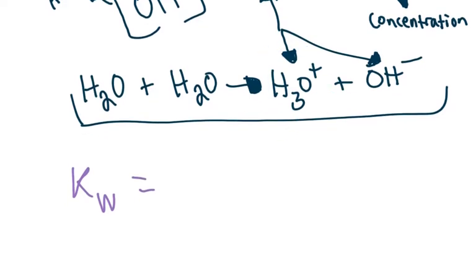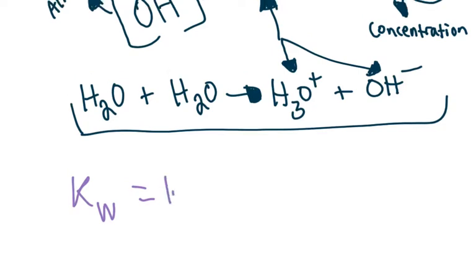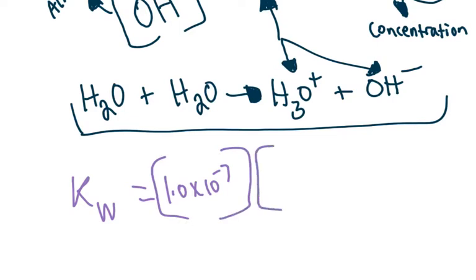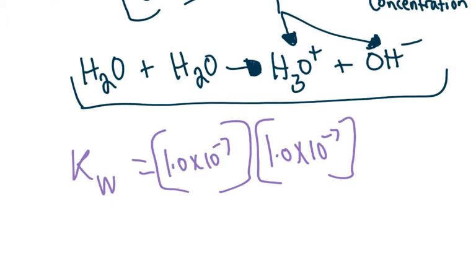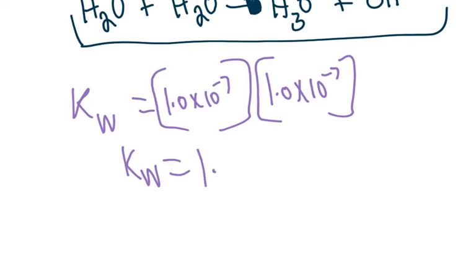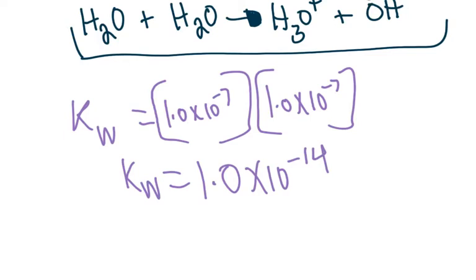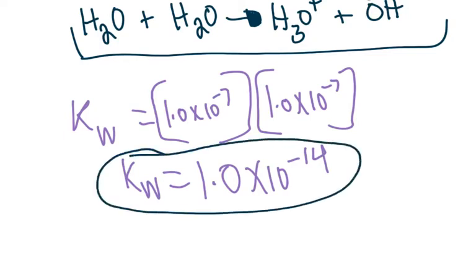So Kw is equal to the concentration of our hydronium, H plus or H3O plus, which at 25 degrees Celsius is 1.0 times 10 to the negative 7th, times the concentration of OH minus, which is also 1.0 times 10 to the negative 7th, because if both concentrations are equal, that makes sense why water has a pH of 7. And if we multiply those together, we get our final auto-ionization constant value that we'll be using throughout our acid-base videos, 1.0 times 10 to the negative 14th. All right, so that's what I wanted to get through in this video.